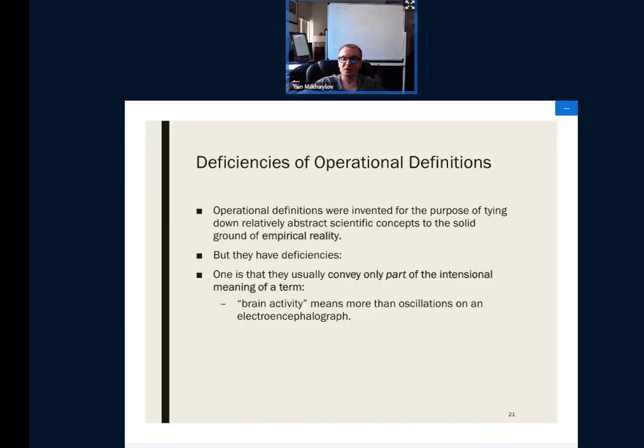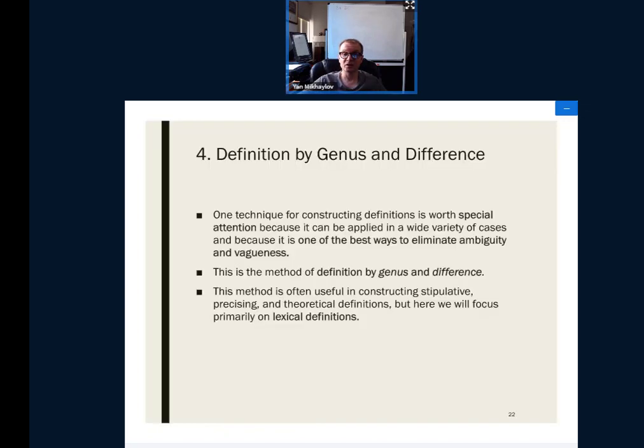Is there a problem with this type? Well, there is kind of a deficiency because it doesn't really give you the full understanding of a word, isn't it? For example, brain activity. One would hope that there is more to it than just oscillations on an electroencephalograph. So that is good for some sort of, I guess, psychology maybe, or medicine, for some strictly technical purposes, but as a linguistic definition, it's a little too limited. We want something better than that. And this is where we come to definition by genus and difference.